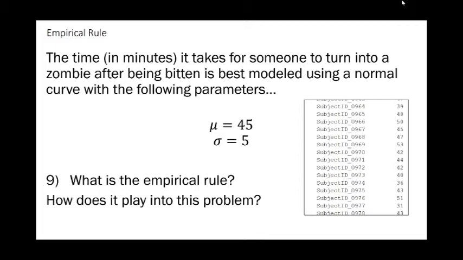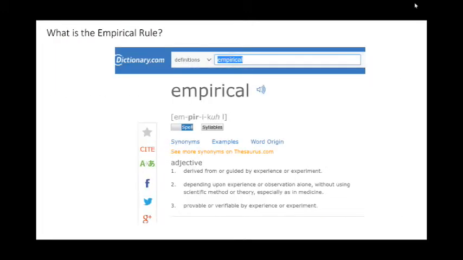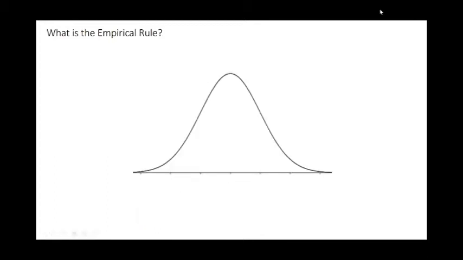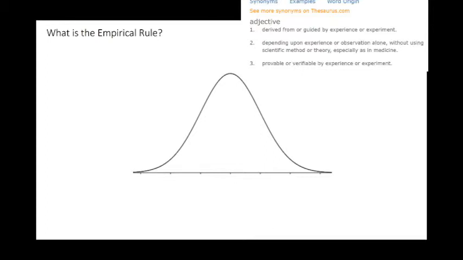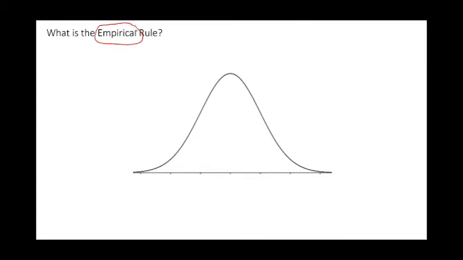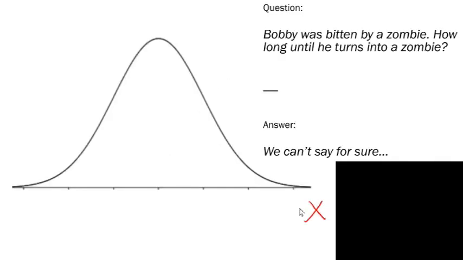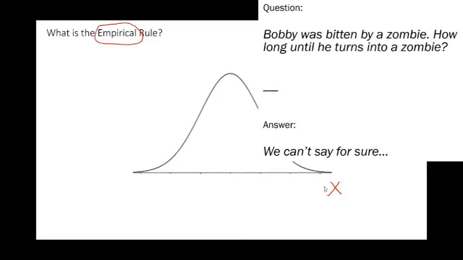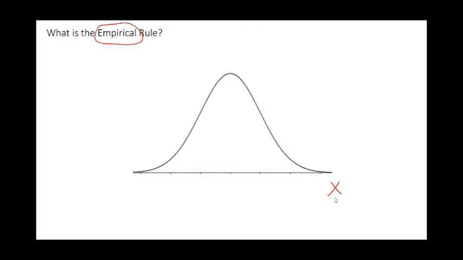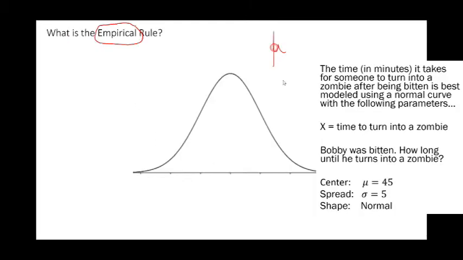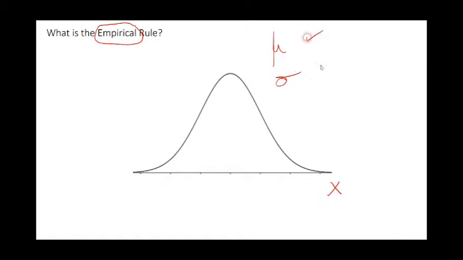What is the empirical rule, and how does it play into this problem? The word empirical means evidence-based. From our observations of the world, we have some variable, x, that is modeled with a normal distribution. Modeled, as in, this is the best way we can predict the outcome. If we know x follows a normal distribution, knowing the mean and the standard deviation is really helpful for us, the center and the spread.